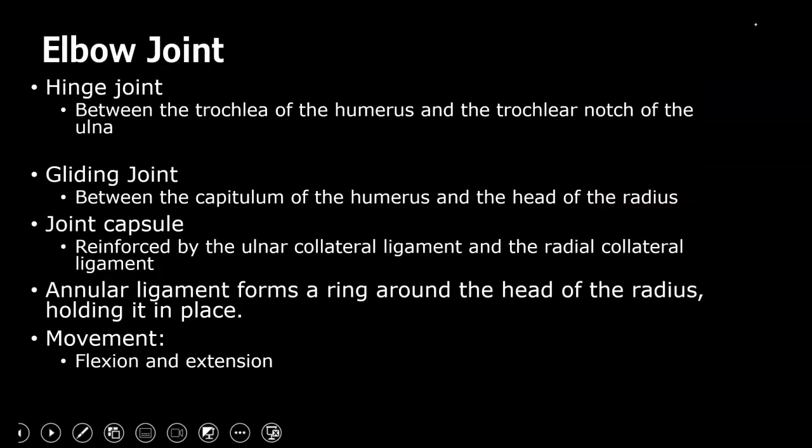Now with the elbow joint, this is going to be a hinge joint. It's going to be found between the trochlea of the humerus and the trochlear notch of the ulna. It can also be a gliding joint when it's found between the capitulum of the humerus and the head of the radius. It's going to contain a joint capsule which is reinforced by the ulnar collateral ligament and the radial collateral ligament. The annular ligament is going to form a ring that goes around the head of the radius, and it's going to help to hold it in place. Movement for these is going to be flexion and extension.